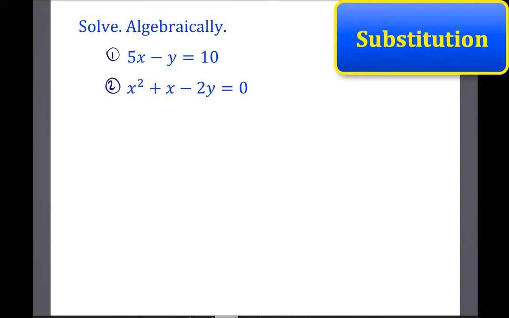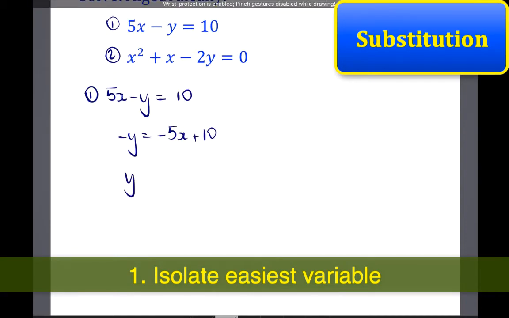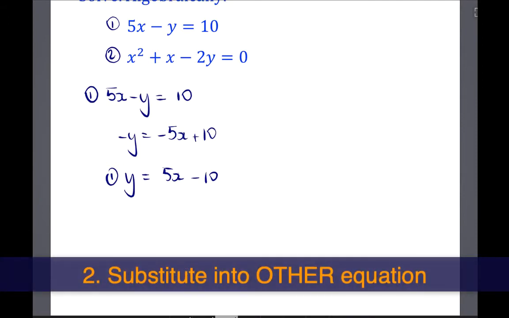Now, I think anyone would look at this and say equation 1 looks easier because step 1, we need to isolate for the easiest variable. I think we're all going to say, let's take equation 1 and let's isolate for the y variable. So if I had 5x minus y equals 10, I would subtract 5x from both sides and I would have negative y equals negative 5x plus 10. I would just change all my signs so that I would have y equals 5x minus 10. And this is still equation number 1. This is why I like to number these things because I want to keep track of what the work is that I'm doing. So step 2, sub into the other equation.